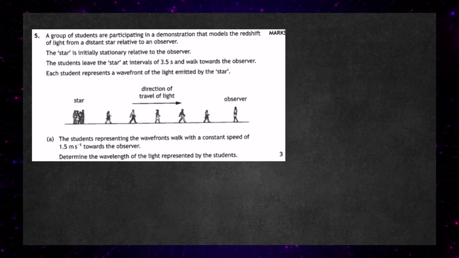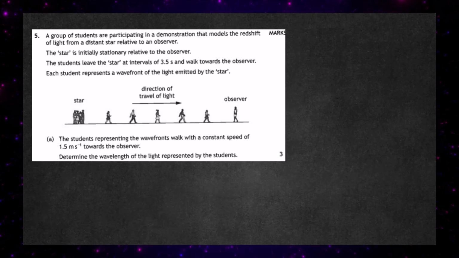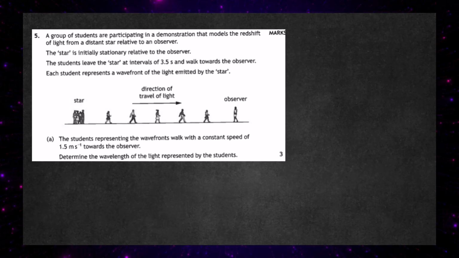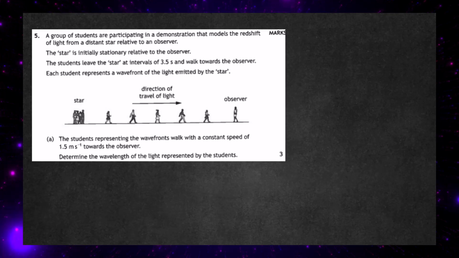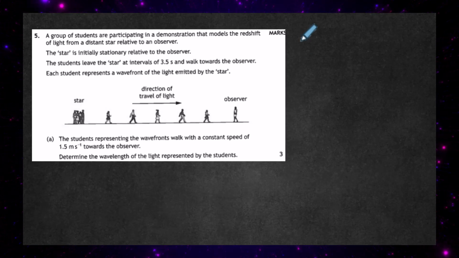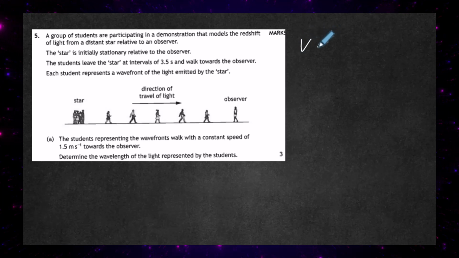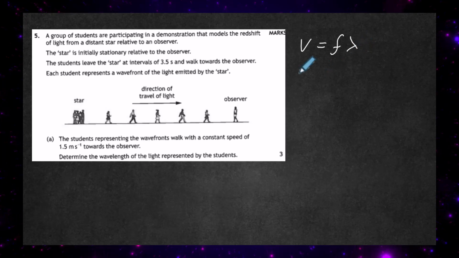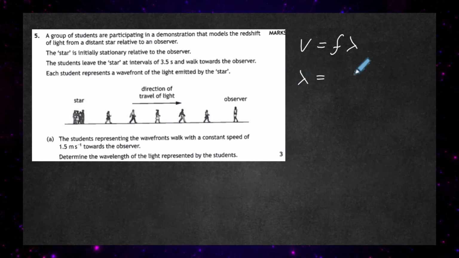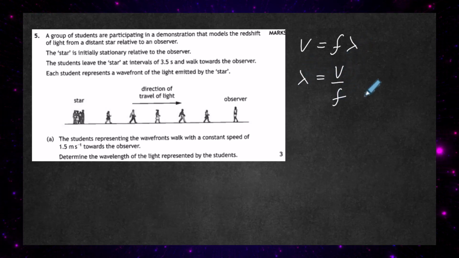And for 3 marks in part A, it says determine the wavelength of the light represented by the students, and the students representing the wavefronts walk with a constant speed of 1.5 meters per second. Okay, we have got a wave equation. If we can remember that, v equals f times lambda. And to find the wavelength, we just have to rearrange to get wavelength lambda equals v divided by the frequency.